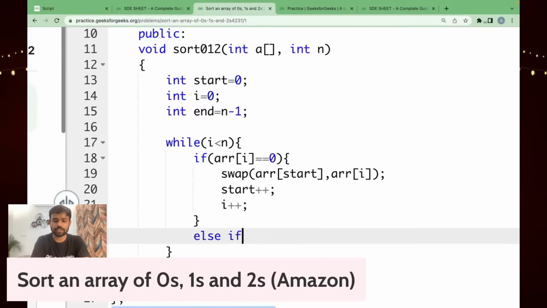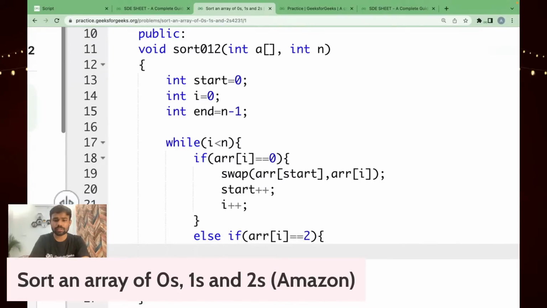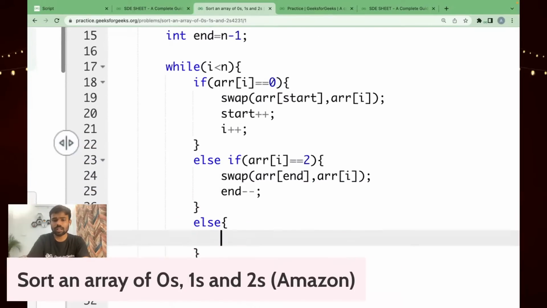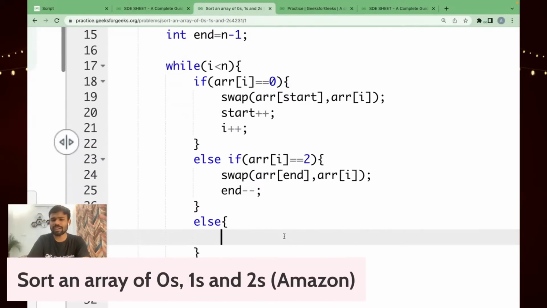After that, else if ARR of I is equal to 2, in that case we'll copy this thing, but we will make the swap with end and update the value of n like this. And in this else... No, Aryan, if you're in Java, then you have to write a swap, because in Java we don't have a swap function. You can usually use the temp swap method. Okay, that is also preferable. Swapping can be done using a third variable.